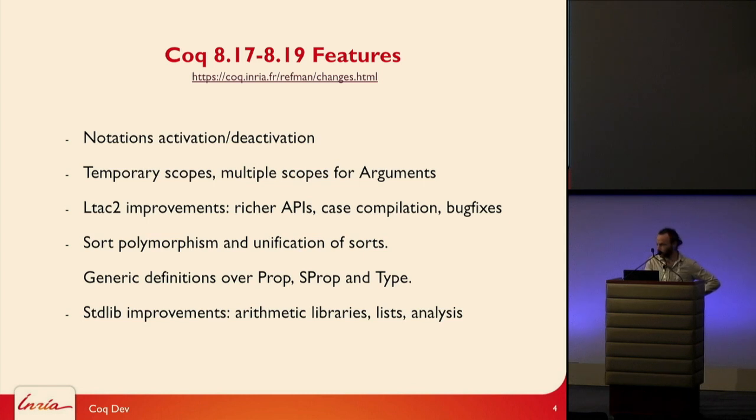The main new feature from the kernel point of view is sort polymorphism, which was just introduced in 8.19. Basically, the idea is that you can generically define some things that will work over Prop, SProp, Type, or whatever new sort we add in the future. And finally, there have been a lot of standard library improvements around arithmetic libraries, lists, and analysis, so the real number library. I'm not going to go over that, but you can look at it in the changes.